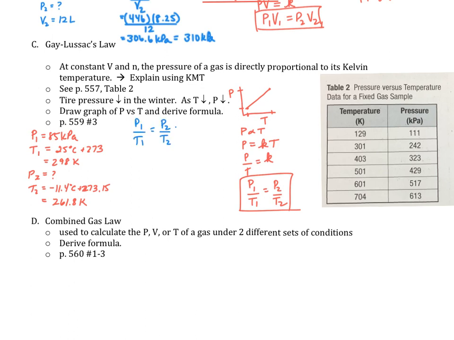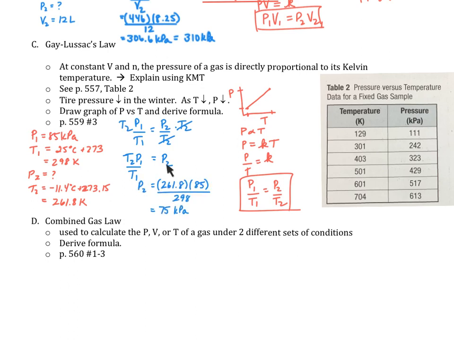Okay, so I'm going to multiply by T2 on both sides in order to eliminate the T2 here, and that leaves me with P2 equals T2 times P1 over T1. So that's the formula I'm going to use to solve for P2.